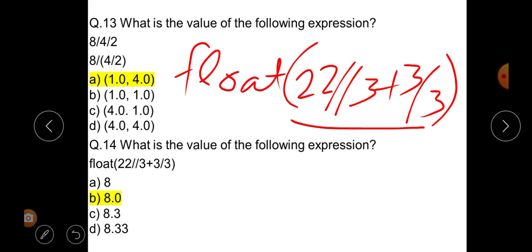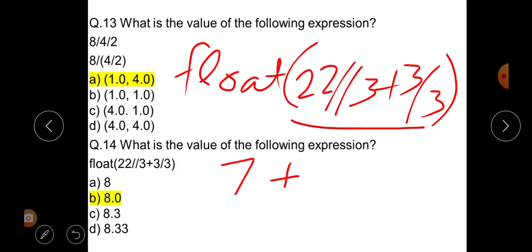So the first expression that will be solved is 22 double slash 3, which is equal to 7, because floor division always returns an integer value. It is also called a truncate operator, because whatever value comes after the decimal, it truncates all of that. So 7 is the answer of 22 double slash 3.